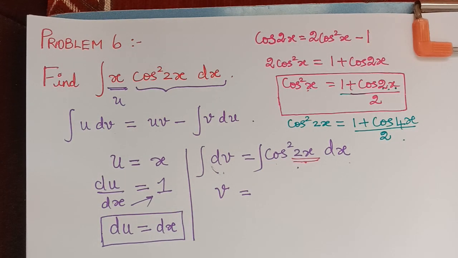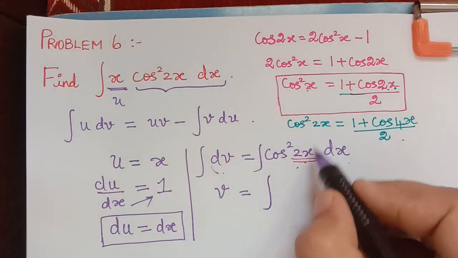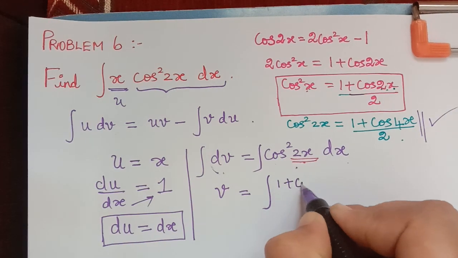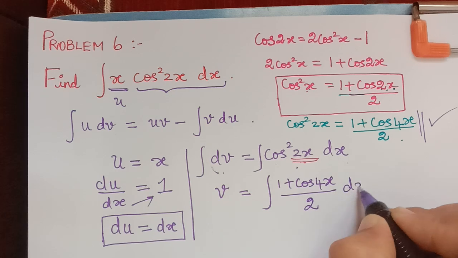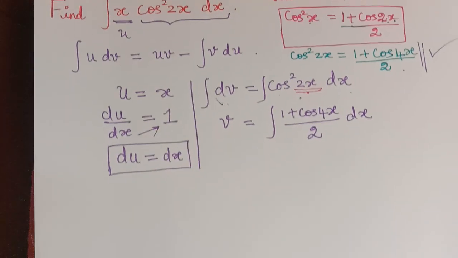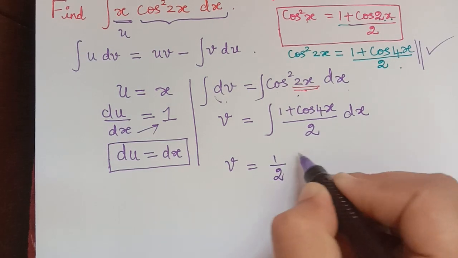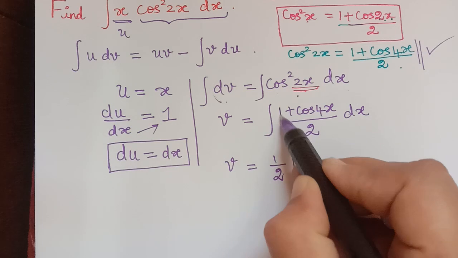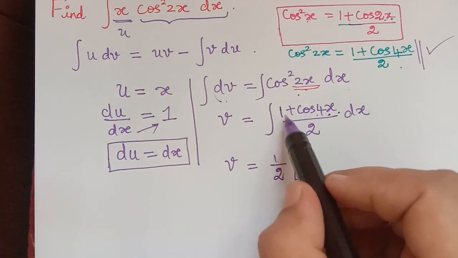Now we have to use this over here. So v is equal to the integral of cos squared 2x, which has to be replaced with this: (1 plus cos 4x) the whole divided by 2, dx. Now this 1 by 2 is a constant which can be taken out, so we get 1 by 2 multiplied with the integral of this part. Now 1 has to be integrated separately and cos 4x has to be integrated separately.